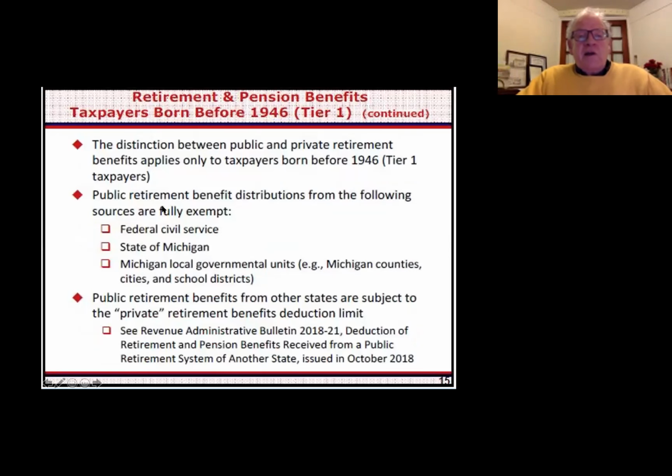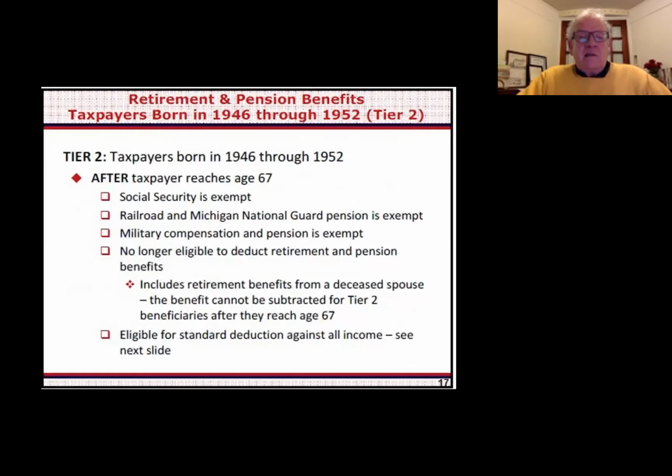So, where are you going to see public pensions? Where do they come from? It's mostly government workers, all the way down to local government. But public retirement benefits from out of state, we score as private. We see that once in a while, not very often. So 46 to 52 is a standard deduction, and Social Security still being exempt.